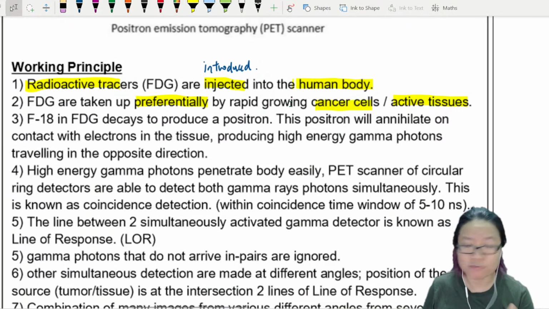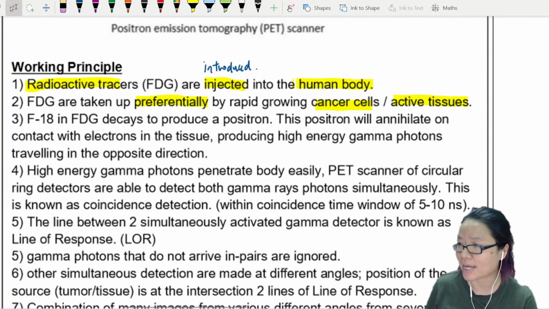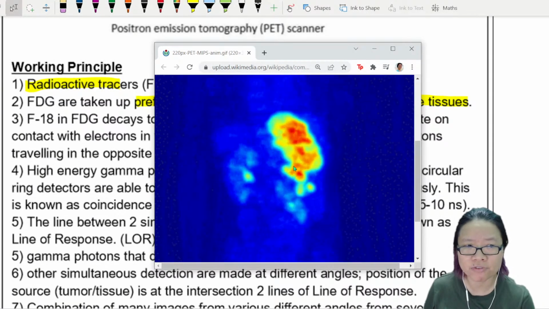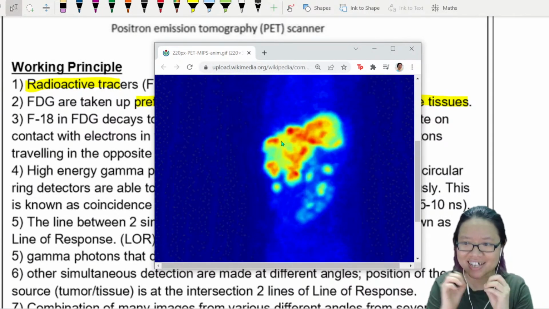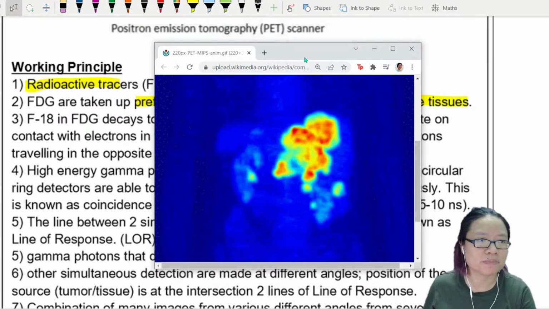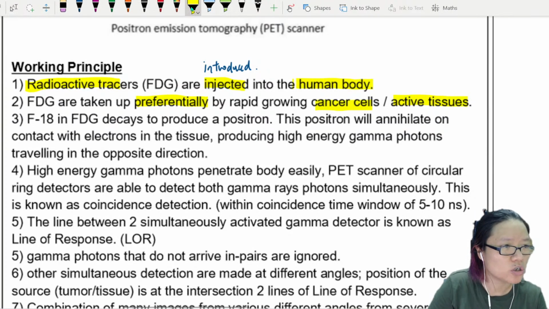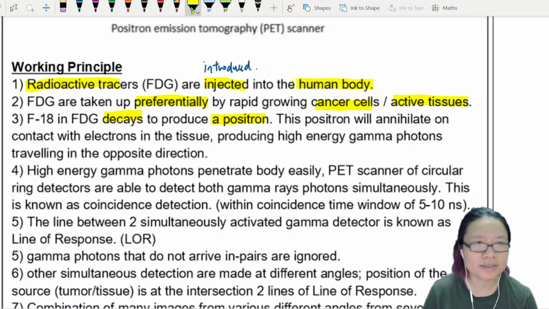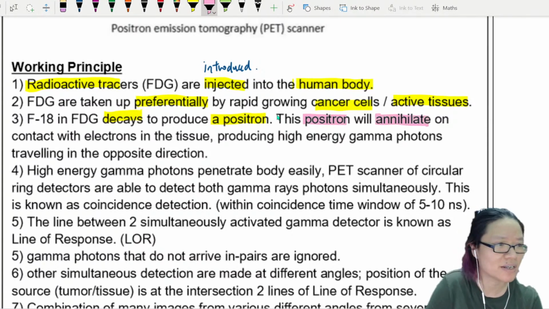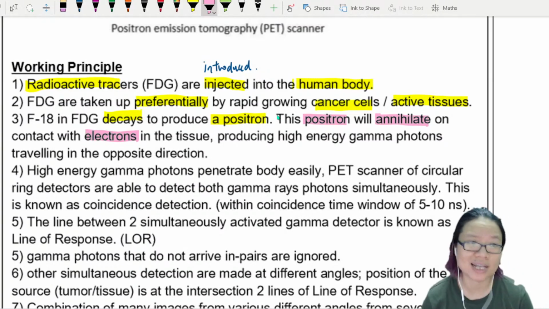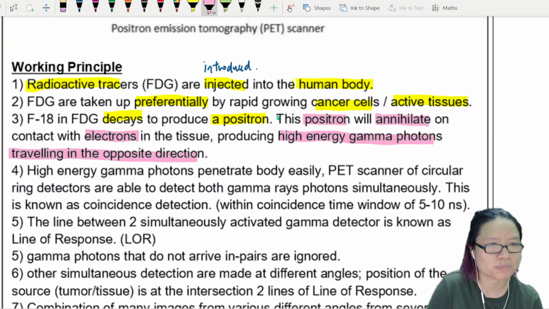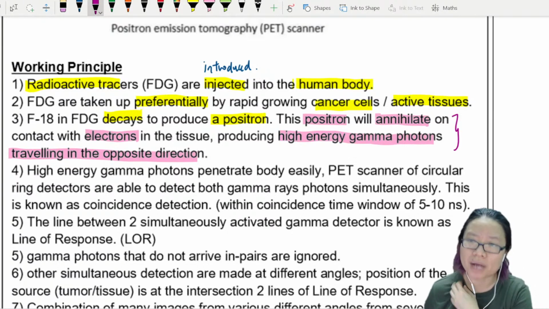So this FDG is taken up preferentially by cancer cells or any active tissue that we are scanning for. We can custom design based on what tissue we want to detect, but that's not part of the syllabus. For example, this one I'm detecting for this kind of cancer cell. These cancer cells like sugar because they're growing very fast, so they will eat up all the tracer. Then the tracer will begin to decay to produce a positron. This positron doesn't stay a positron for long at all. Almost immediately, the positron will annihilate with an electron in the tissue. Our bodies are filled with electrons, producing high energy gamma photons traveling in opposite directions. So this is the annihilation event that we did some calculation on just now.